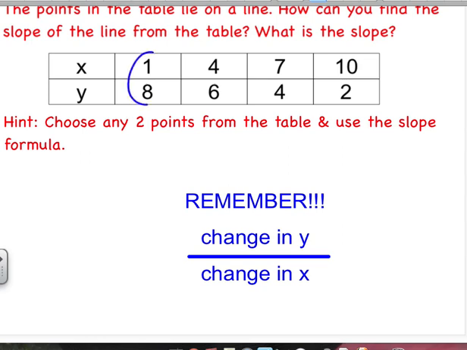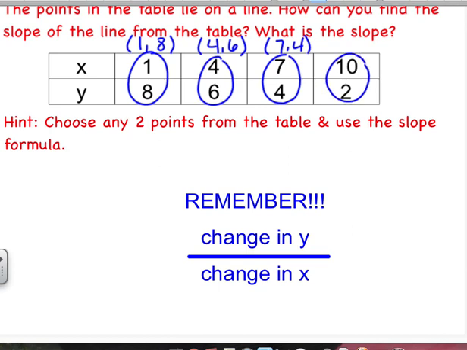This guy right here. This is the ordered pair 1, 8, right? The x value is 1, the y value is 8. This is the ordered pair 4, 6. This is the ordered pair 7, 4. And this is the ordered pair 10, 2. So it's just that they've taken their data and rearranged it into a bit of a different format. A little different than what you're used to seeing, but certainly still something that we can work with.